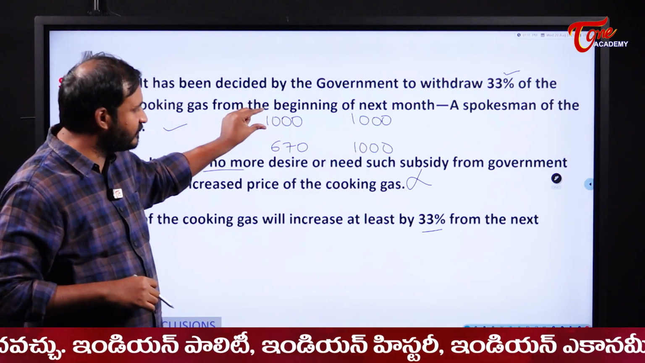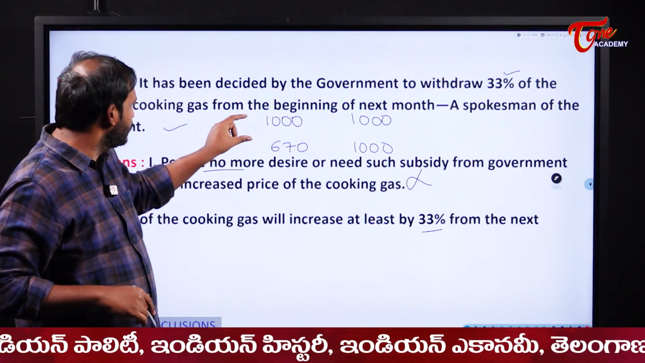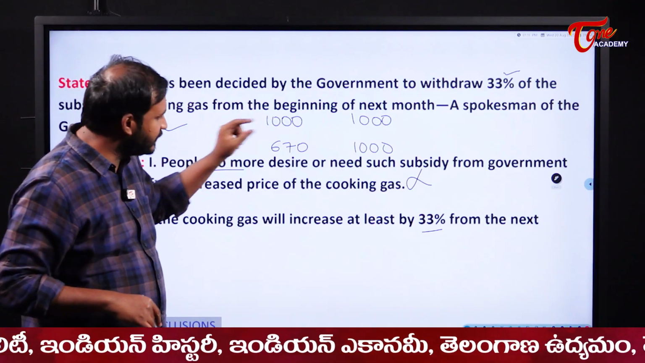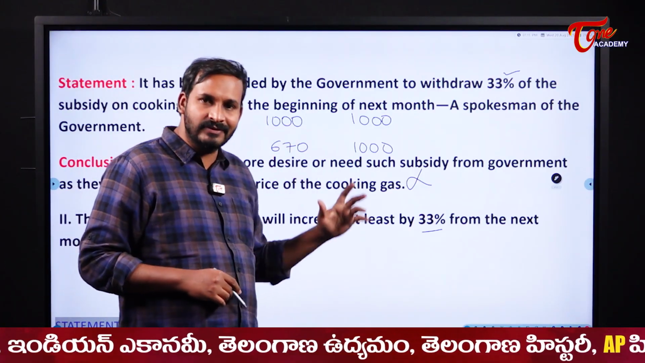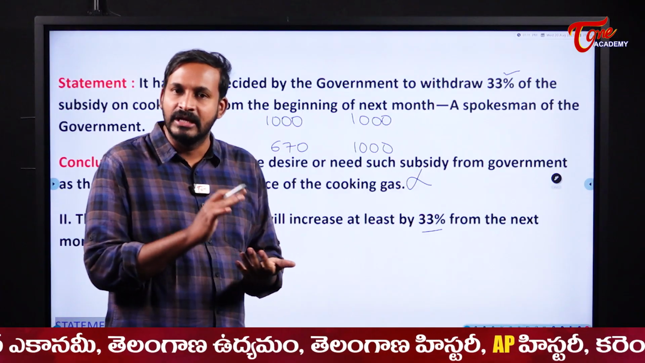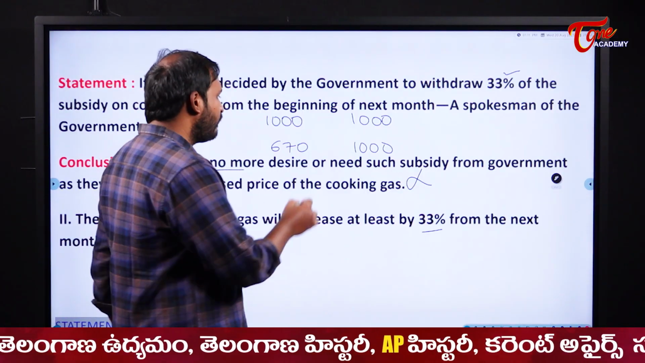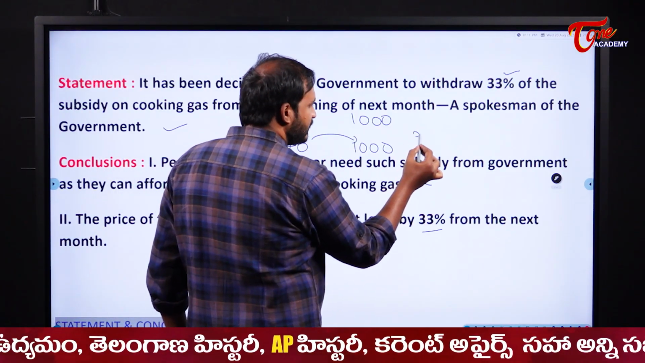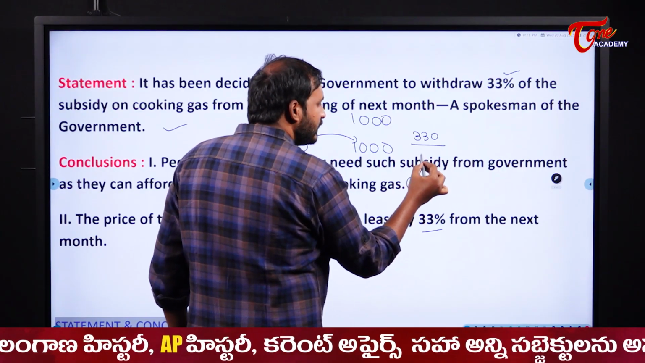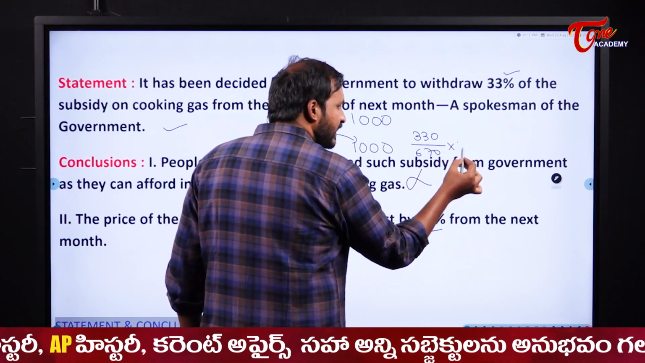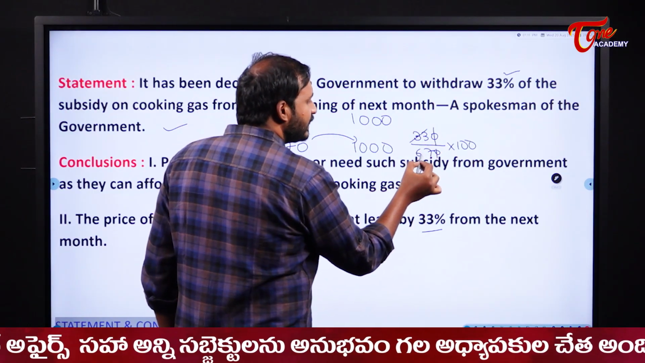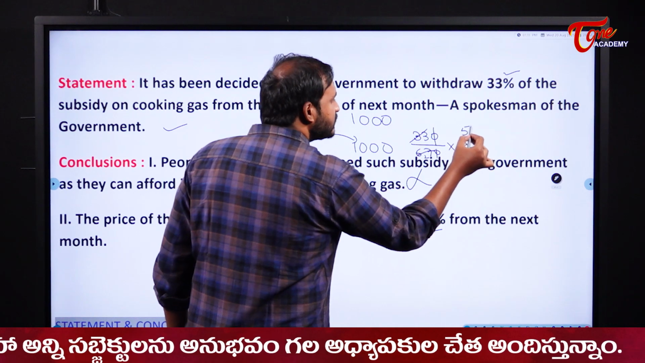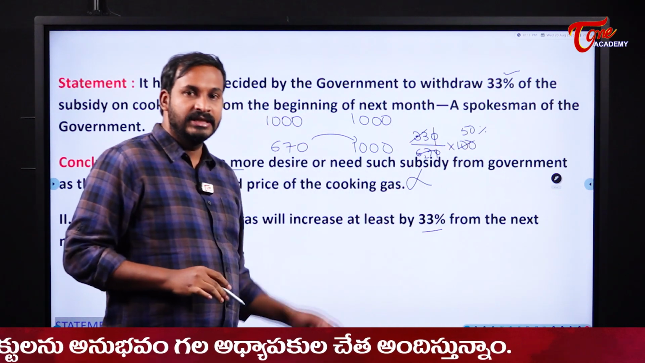See, actually the price of gas is some 1000 rupees. There is a subsidy of 330. So earlier people used to pay 670 rupees. Now the subsidy was removed, that means the public should pay the complete 1000 rupees. So from here to here, how much is it increased? 330 by 670 into 100. This is the increase in the price. The zeros get cancelled and approximately it is 2 times, and it is increasing by how much? 50%. This is one case.